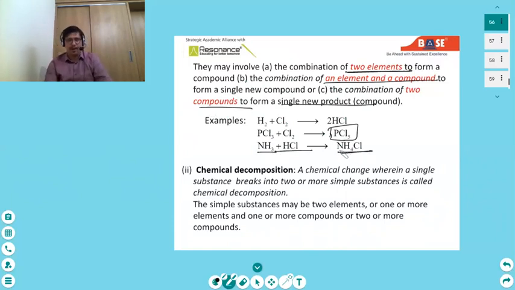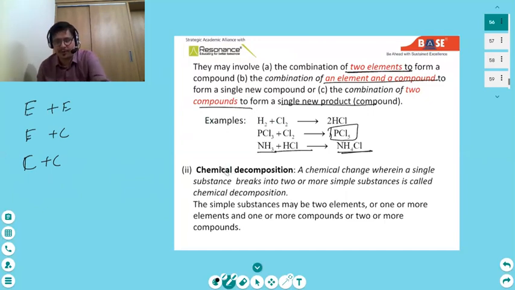This is a salt. So simple story: element and element combine to give you a compound. Element and compound combine to form a compound, and compound and compound combine to give you a more complex compound. So these are the examples of your chemical combination reaction. Generally, the product energy is less, the reaction is exothermic, and the products are stable. Okay, very good. Now let's move to the second reaction.